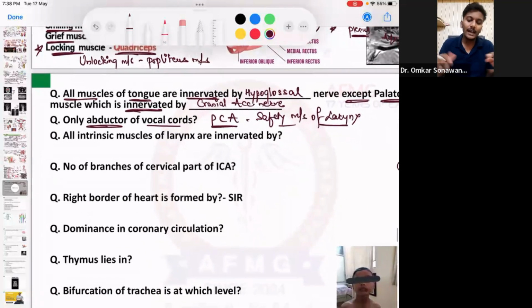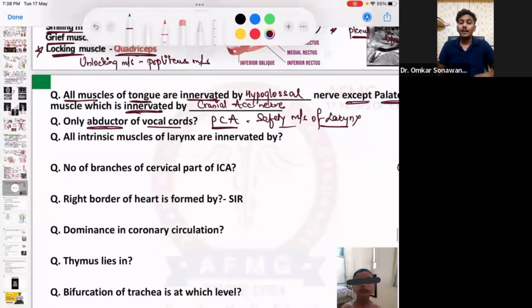याद रख लो. Then the adductor muscles की अगर मैं बात करूं जल्दी से, adductor muscles are thyroarytenoid, interarytenoid, lateral cricoarytenoid, and lastly cricothyroid. Main tensor of vocal cord is cricothyroid. The other one is vocalis.